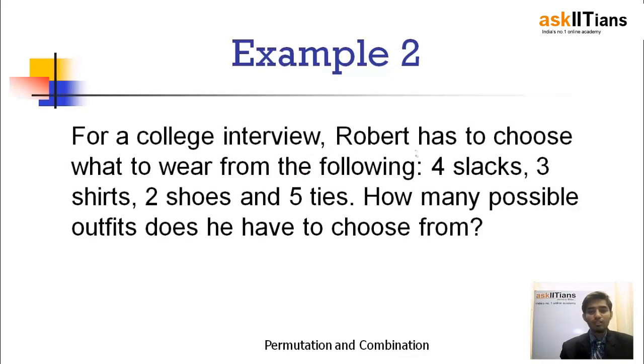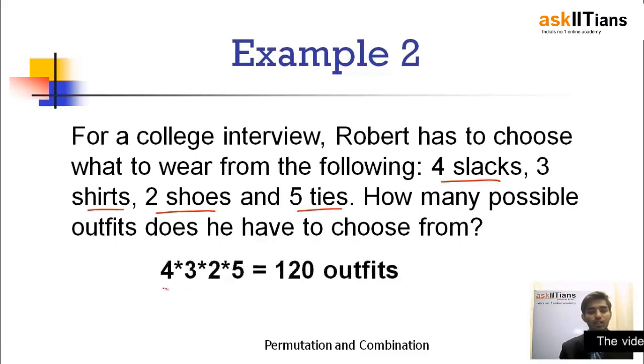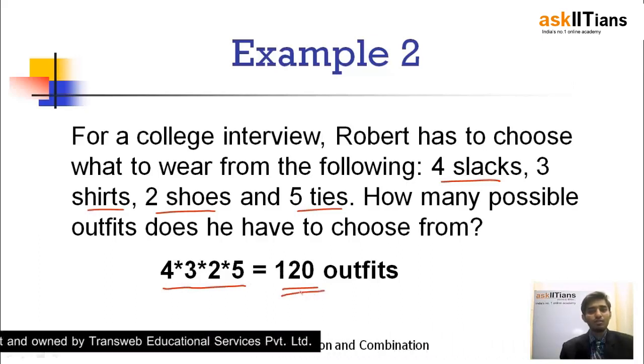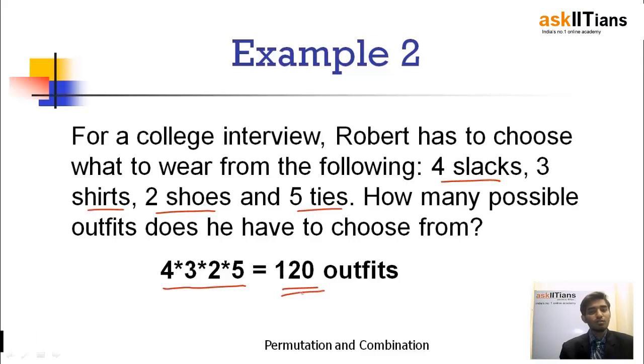Suppose let's consider this example. A robot has to choose what to wear from the following: 4 slacks, 3 shirts, 2 shoes and 5 ties. How many different outfits are possible? That we have to find out. Okay, so total outfits will be given by 4 into 3 into 2 into 5, that is equal to 120. So we have seen how we can use fundamental principle of counting to find out the number of ways in which two or more events can occur simultaneously without actually counting the number of ways.